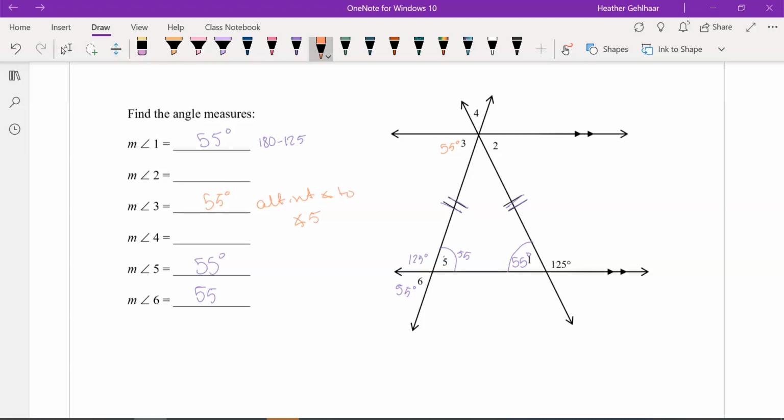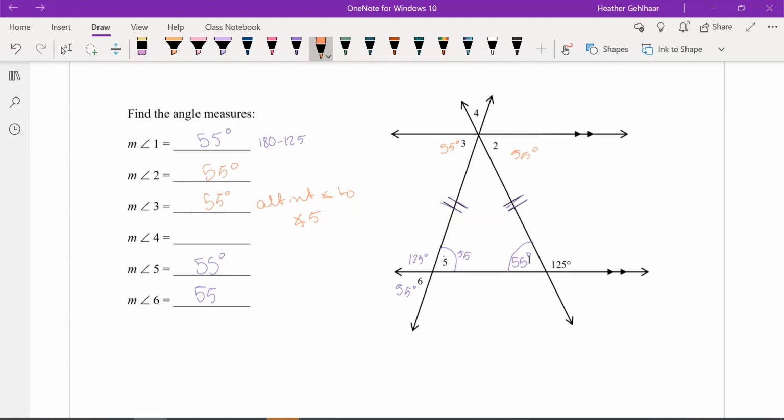And then from there, we can also do the same exact thing for angle 2, right? Because if I were to highlight these again and look at this line as the transversal, this angle here and this angle are also alternate interior. So angle 2 will also be 55 degrees. Alrighty, so angle 2 is 55 degrees.